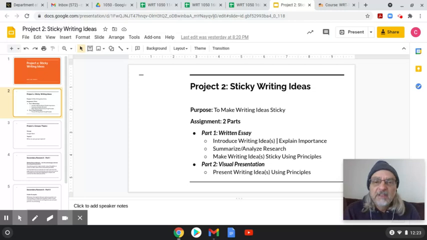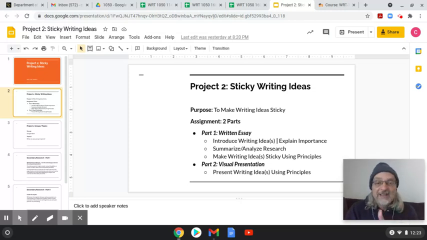Recall that Project 2 is about sticky writing ideas. We're talking about those sticky writing ideas that we've identified, the ones we need help on, want to improve, or maybe struggle with or need more information about. What will help this not only stick, but help me do the thing? So our purpose is to make those writing ideas sticky. Now remember, this assignment has two parts.